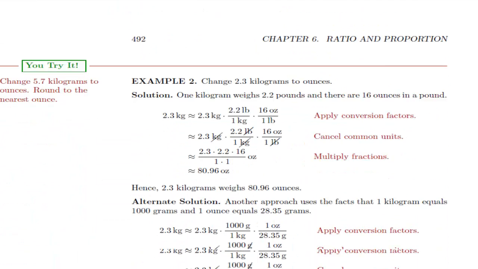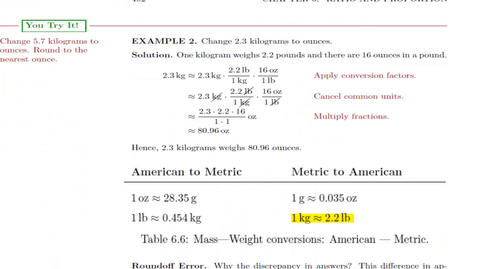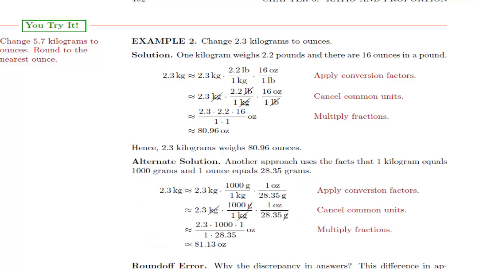Example 2. Change 2.3 kilograms to ounces. Solution. 1 kilogram weighs 2.2 pounds and there are 16 ounces in a pound. So 2.3 kilograms approximately equals 2.3 kilograms times 2.2 pounds over 1 kilogram times 16 ounces over 1 pound. This way the kilograms and pound units cancel, and we're left with 2.3 times 2.2 times 16 over 1 times 1 ounces, which approximately equals 80.96 ounces. Hence 2.3 kilograms weighs 80.96 ounces.